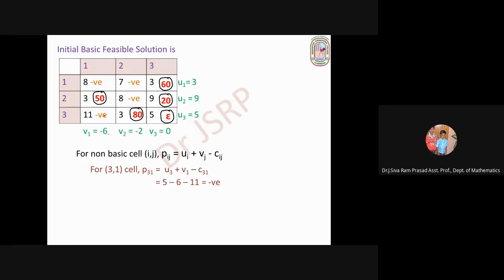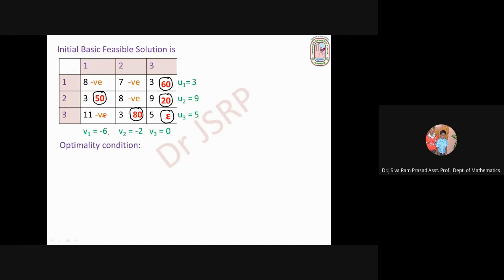Okay, so all penalties are calculated. Now verify the optimality condition. What is the optimality condition? All Pij less than or equal to 0. Observe here the penalties for non-basic cells. This is negative. This is negative. This is negative. And this is negative. So all penalties are negative. So all Pij are less than or equal to 0. The optimality condition is satisfied. So the present solution is an optimal solution. So for the optimal solution we have to write the basic cells only.